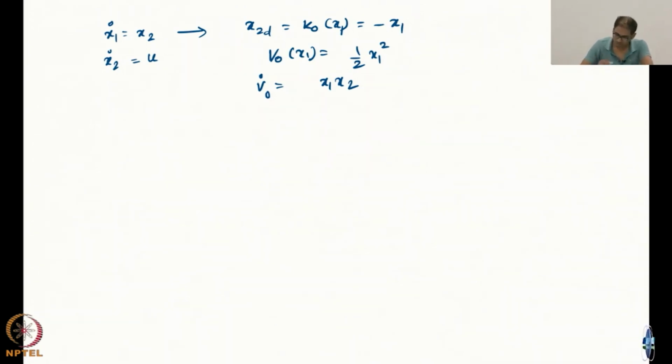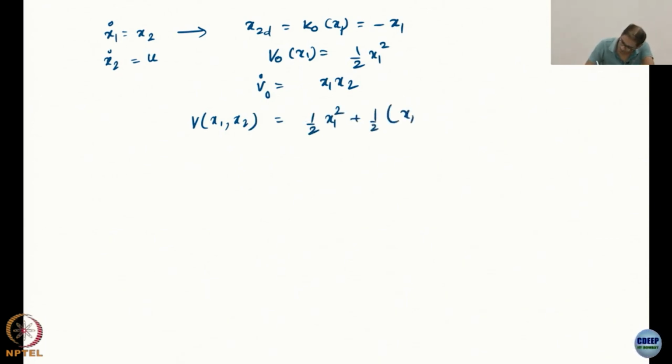But of course I cannot make x2 exactly minus x1, so I use the backstepping idea and create an error. So what would be my v for the entire system now? Half x1 squared plus half times of x1 plus x2 squared. Absolutely.